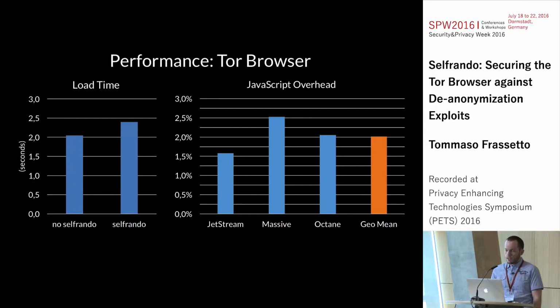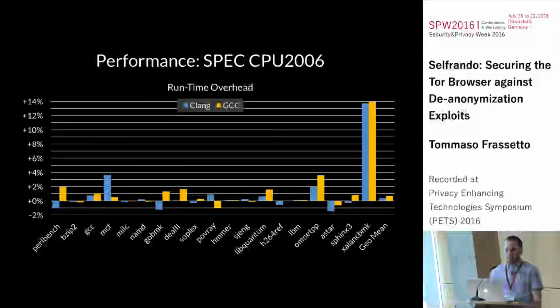Moreover, we also tested with the industry standard SPEC CPU 2006 benchmark suite in order to have an idea of how our defense deals with more general programs. And we can see that the geometric mean is well below 1% for both Clang and GCC, which are the 2 compilers we tested.